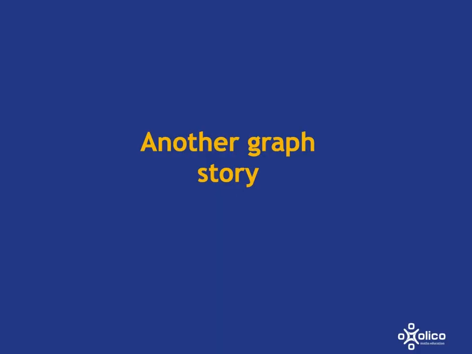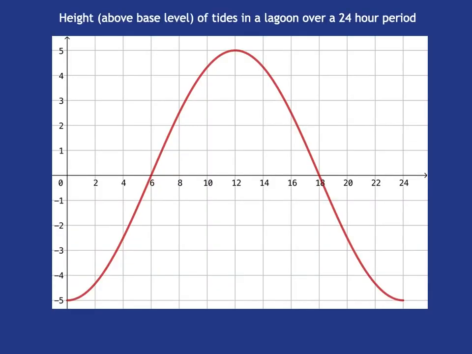We're going to have a look at one more graph story and use it to remind ourselves of some features of graphs. This is a graph that shows the height above a certain base level of tides in a lagoon over a 24-hour period. In other words, you've got this body of water, and the level of water either rises or drops depending on the time of the day.